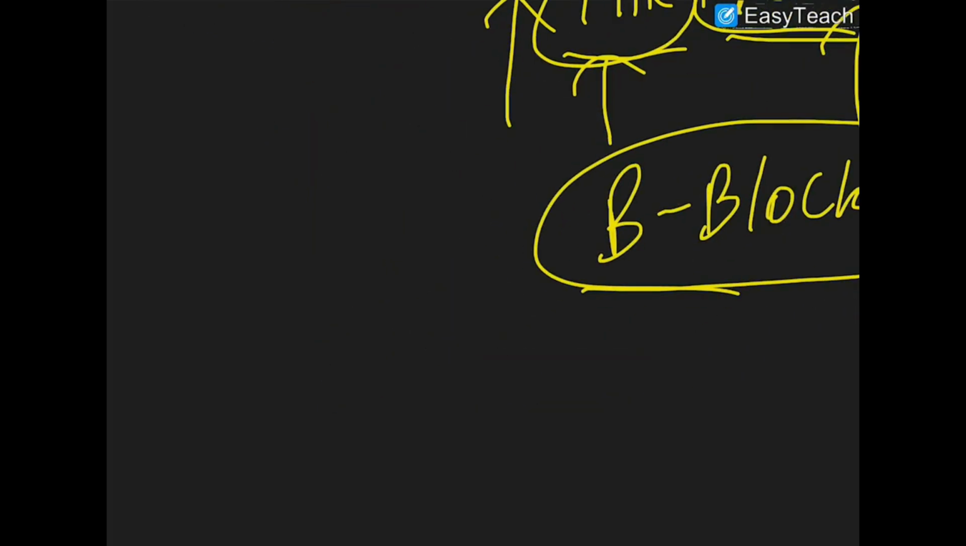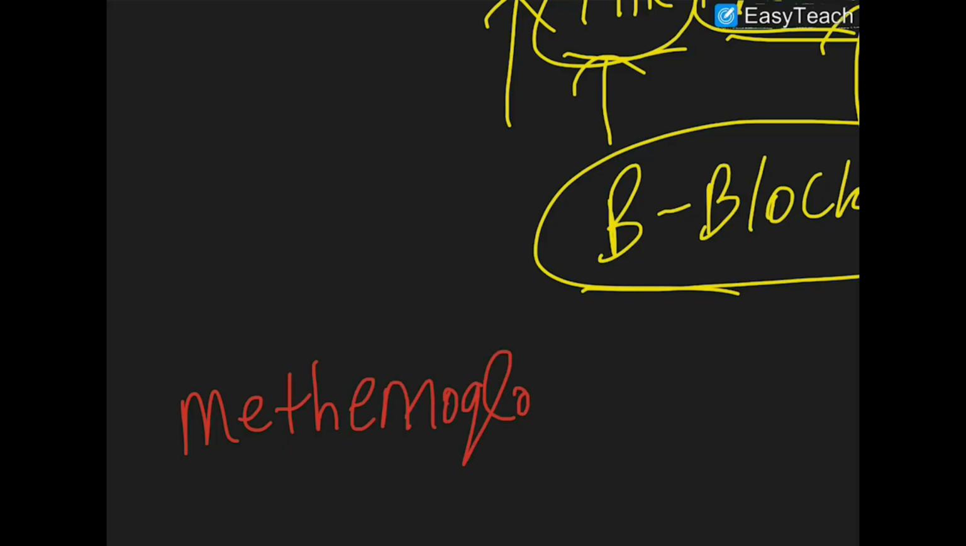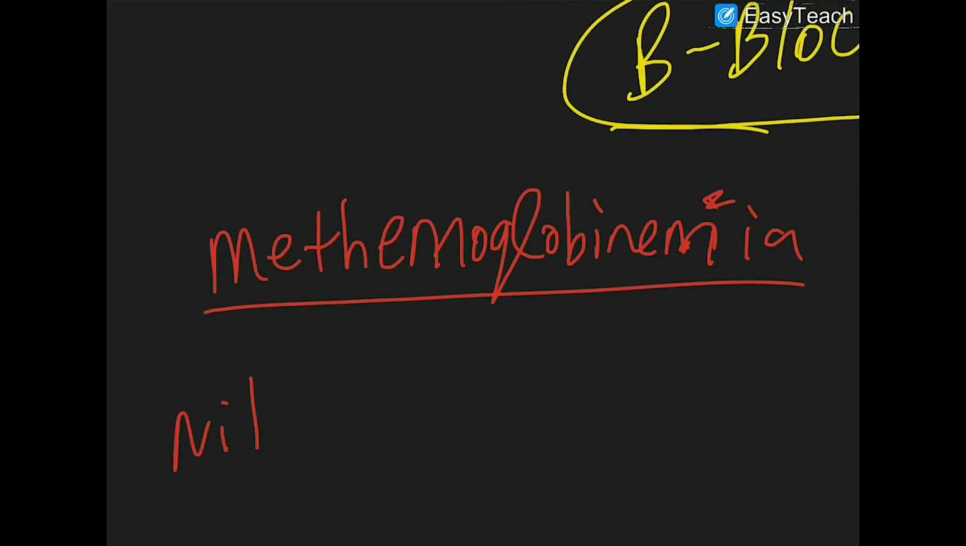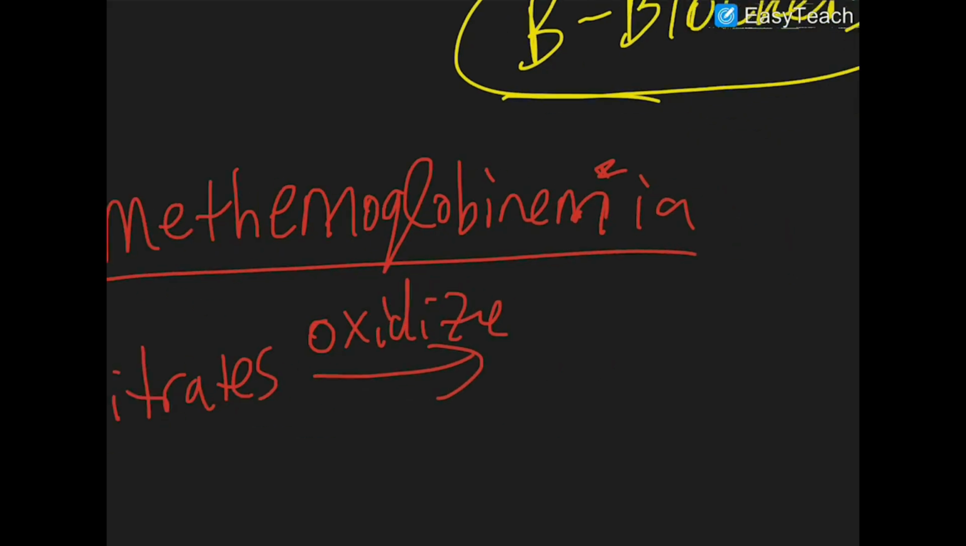Another adverse effect will be methemoglobinemia. Methemoglobinemia. And why does this occur? So the reason why this occurs is because when you give nitrates, nitrates can oxidize the iron in your hemoglobin. So again, the introduction of nitrates can oxidize the iron in your hemoglobin.